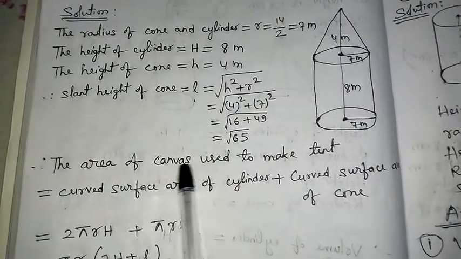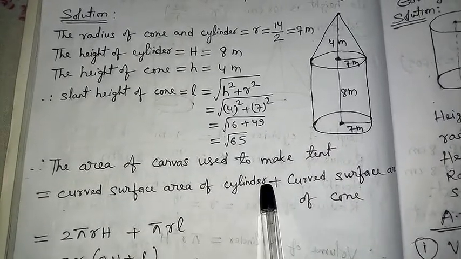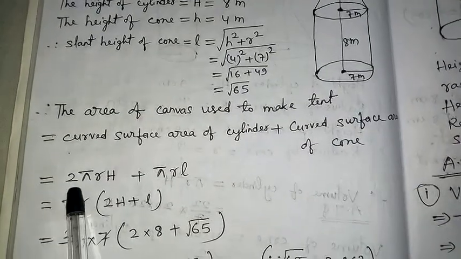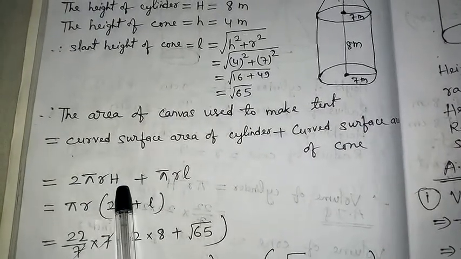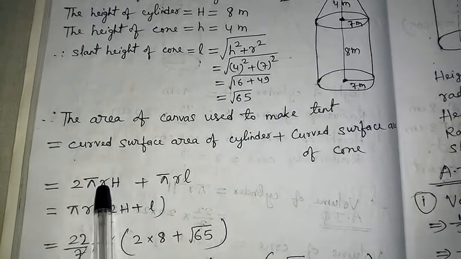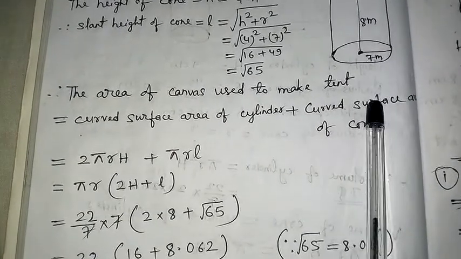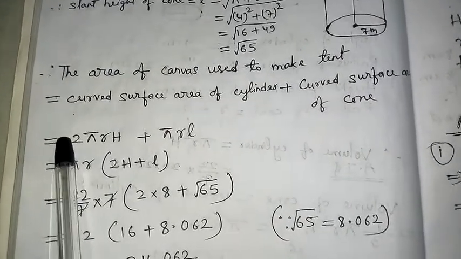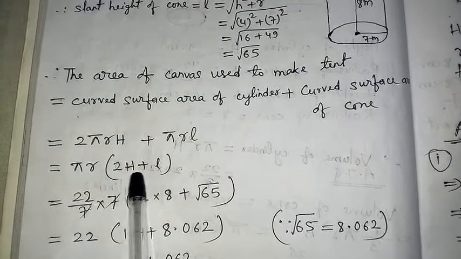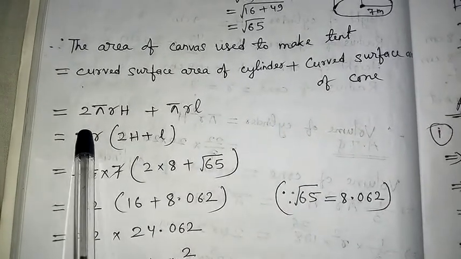Now the area of canvas used to make the tent is equal to the curved surface area of the cylinder, that is this, plus the curved surface area of the cone. Put the formula 2 pi r h. As you know, r is the same in both places but h is different, so capital H here, and pi r l is the formula for the curved surface area of the cone. Now pi r is common in both, so I took it common. Then inside we have 2 capital H plus l.